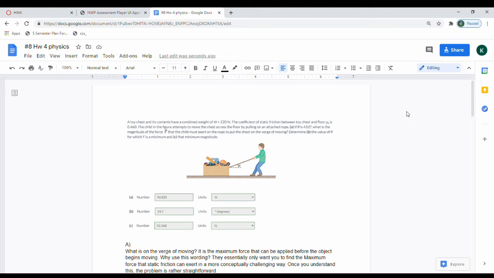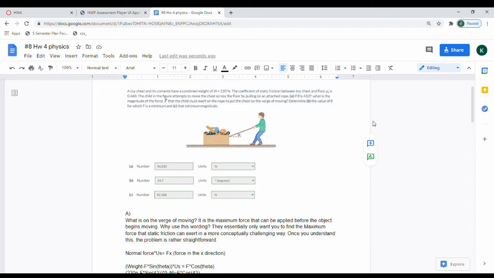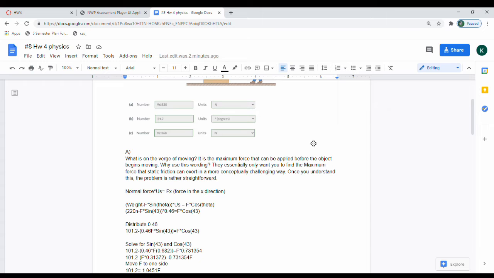Alright, this is question 8 of the homework from homework number 4. So for A, one of the first confusing things may be what is the verge of moving. The verge of moving just means that the force being pulled matches exactly with the static friction force. So that means it's not moving and it's at the max of the inequality. So once you understand that, this problem is relatively straightforward.